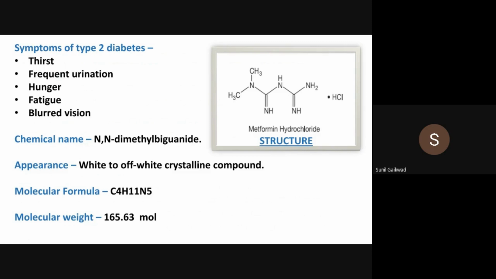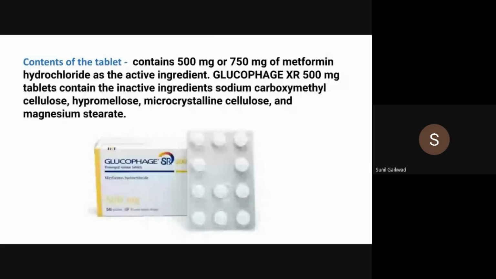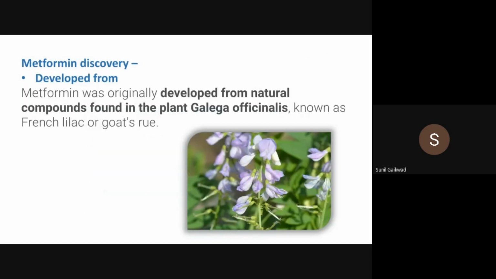Now, the contents of the tablet: it contains 500 mg or 750 mg of metformin hydrochloride as the active ingredient. Glucophage XR 500 mg tablets contain the inactive ingredients sodium carboxymethyl cellulose, hypromellose, microcrystalline cellulose, and magnesium stearate. Here is the photograph of the tablet.